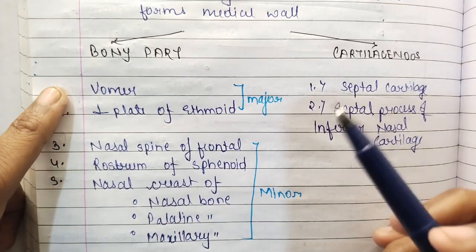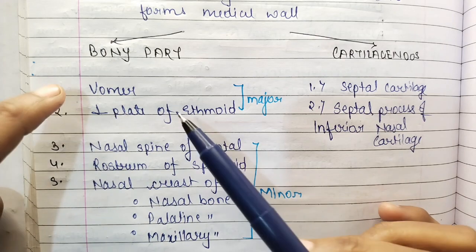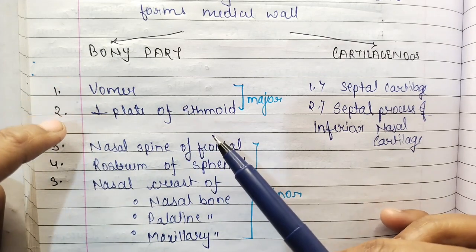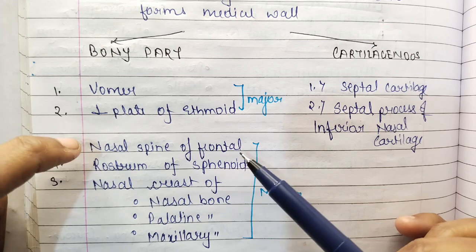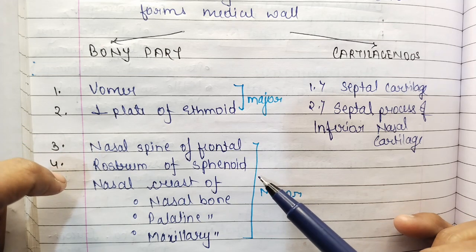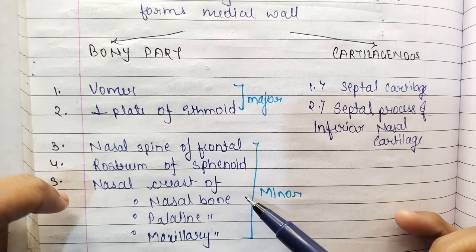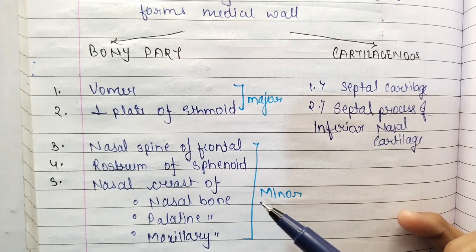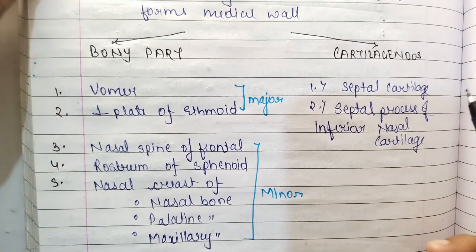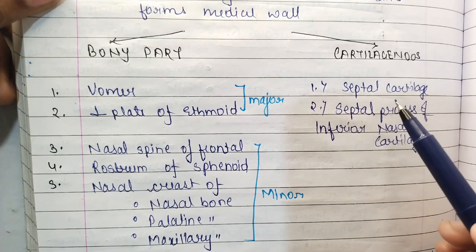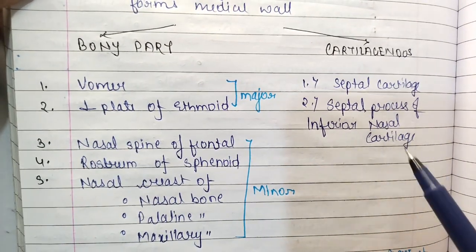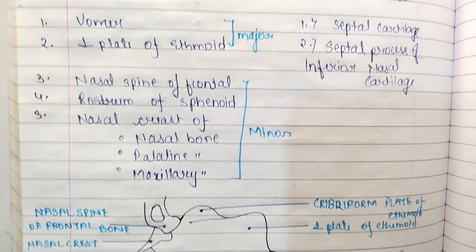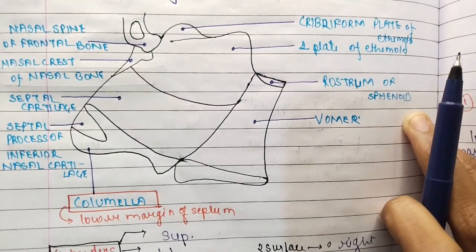So in the bony part we have two things, major and minor. In major we have the vomer and the perpendicular plate of ethmoid. In minor we have three things: nasal spine of frontal, rostrum of sphenoid, and the nasal crest of nasal bone, palatine bone, and the maxillary bone. And in the cartilaginous part, we have just two things, the septal cartilage and the septal process of inferior nasal cartilage. Okay, so let us try to understand it via diagram.